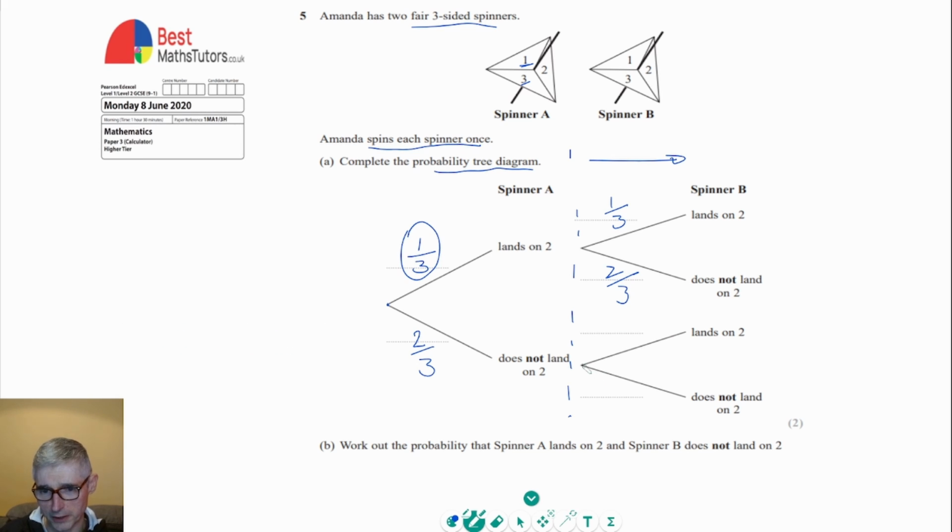And this is just spinner B, but given that the first one had not landed on a 2, spinner A had not landed on a 2. So this is just going to be exactly the same. So this is 1/3 and 2/3 again.